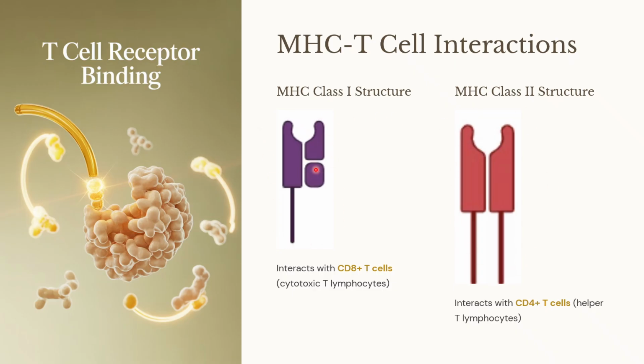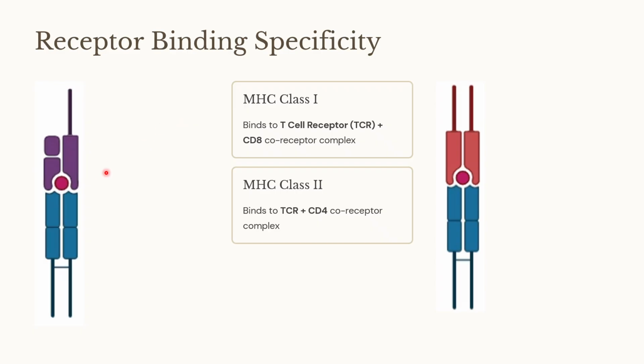MHC 1 has this component extra if you see here. This is the beta 2 microglobulin. MHC 1 which has this beta 2 microglobulin will interact with CD8 T cells. So this is a CD8 T cell with this T cell receptor. Whereas the MHC class 2 will interact with CD4 T cells. This is the helper T cells, that is a CD4 which will interact with MHC class 2. While MHC class 1, this is a CD8 T cell, which are the suppressor cells, which interact with class 1.